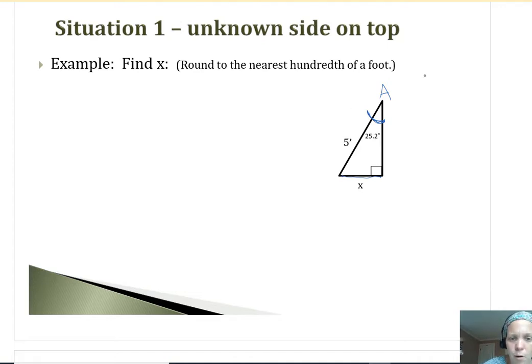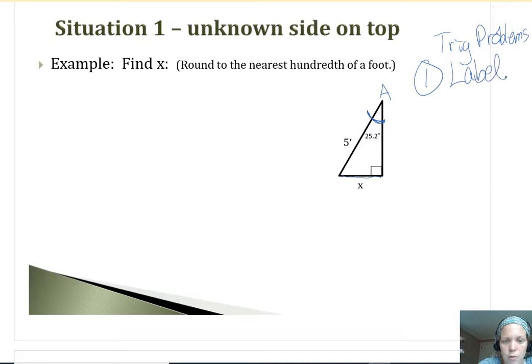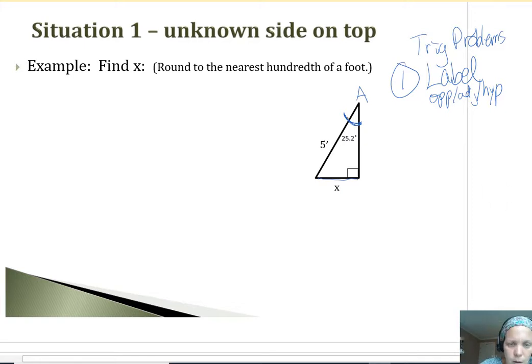First step always when we're doing these trig problems is I'm going to do my labeling. Always label first. So label your opposite, adjacent, and hypotenuse. And I'll use those abbreviations. If you want to do a big O, a big A, big H, that's fine too. So my hypotenuse is that 5. Opposite of angle A is the X. And then the adjacent's the vertical side right next to the 25.2 degrees.